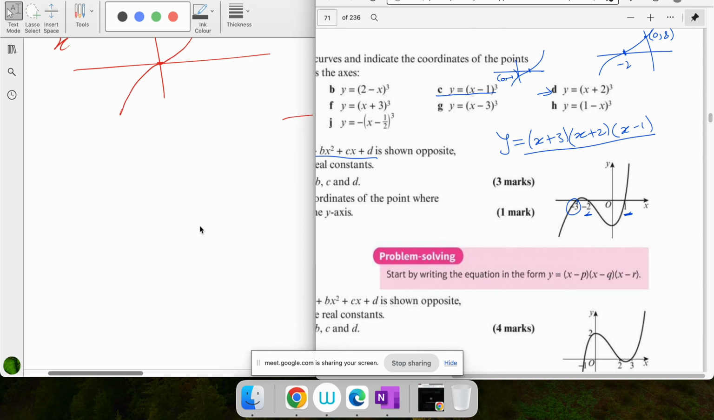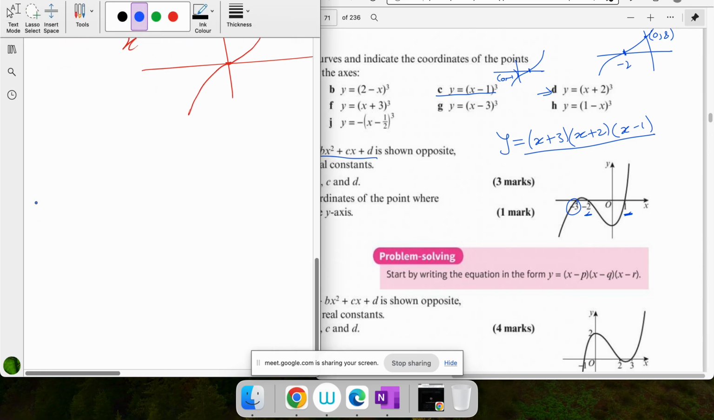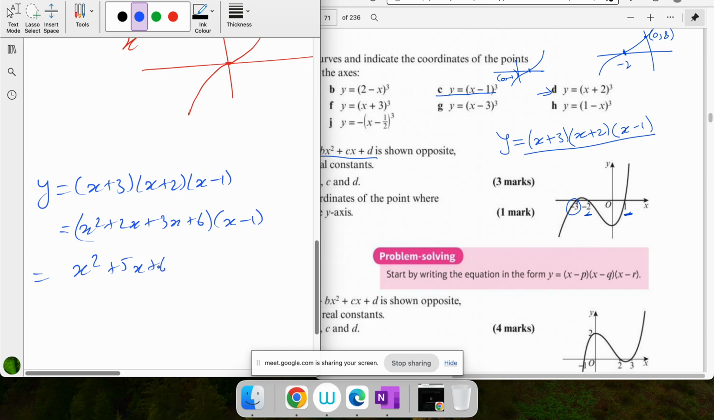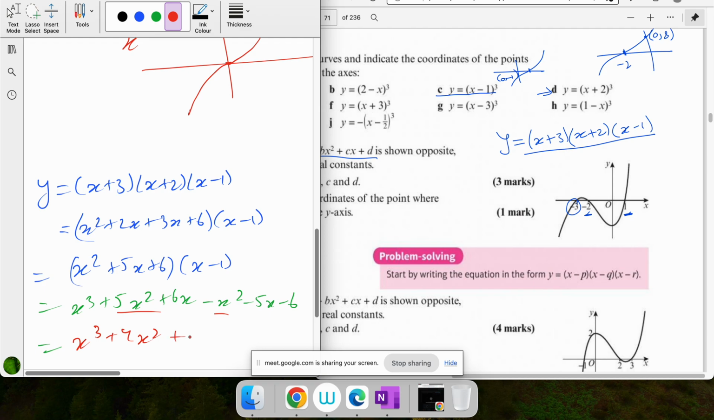So let me just copy and then we'll simplify. y is equal to x plus 3 into x plus 2 into x minus 1. So x square plus 2x plus 3x plus 6. First two brackets done. x square plus 5x plus 6 into x minus 1. Now when we multiply with x, this is x cube plus 5x square plus 6x, then with negative 1, so negative x square, negative 5x, negative 6. Simplifying, we get x cube. Handling these two squares is 4x square. 6x minus 5x is positive x, minus 6.